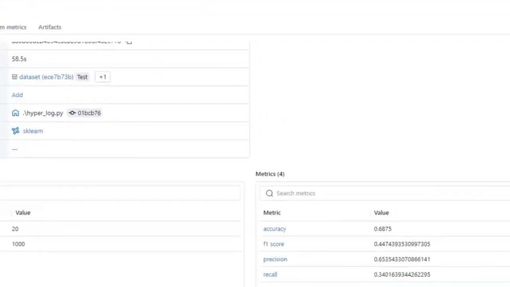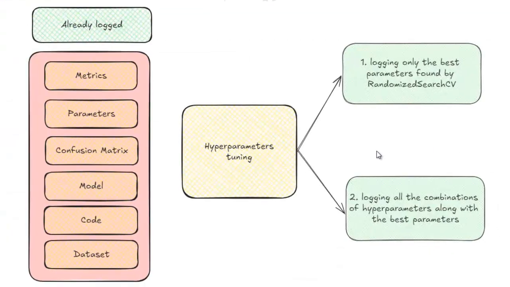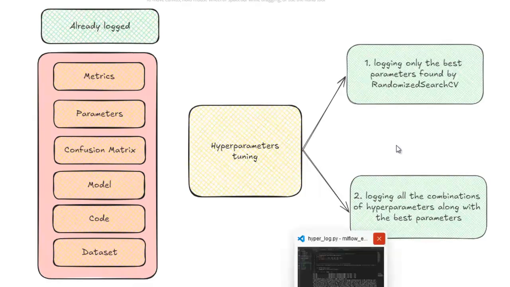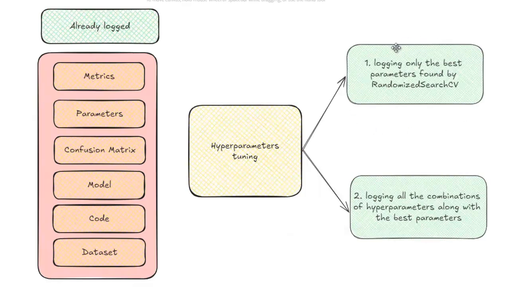Now let's move on to the second part of this video, logging all the combinations of hyperparameters along with the base parameters. You can see we have logged only the base parameters, right? But what if we want to perform more analysis? Suppose we want to check each combination of hyperparameters and their corresponding metric values as well. For that, we need to log all the combinations. That's what we are going to do in this particular step.